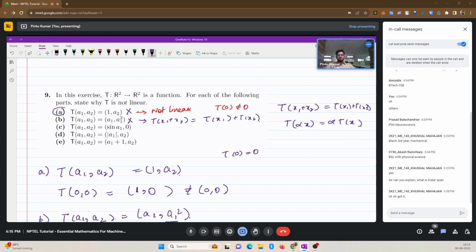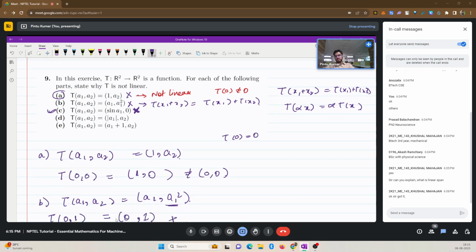Similarly, for the third part also, you can see that the sine of a1 plus a2 is not equal to sine of a1 plus sine of a2. That would be the reason why this would fail to be a linear transformation.